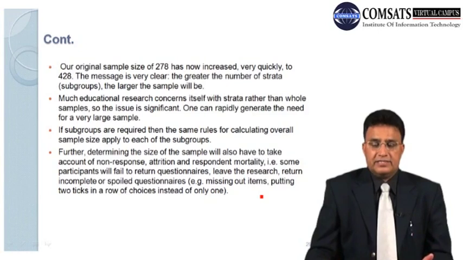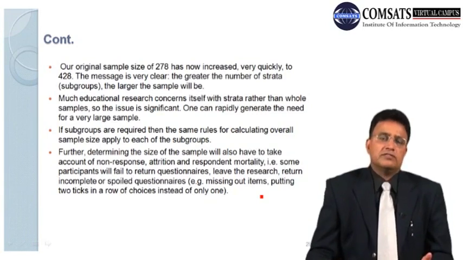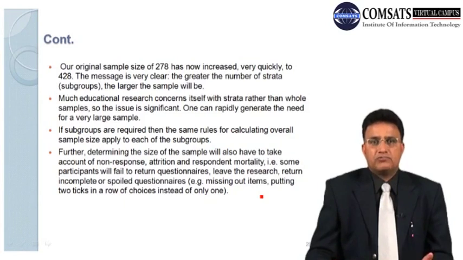And in this case, it has increased very quickly to 428. The message is very clear. The greater the number of strata or subgroups, the larger the sample will be. In the previous example, there was a homogeneous group. In this case, there are substrata, or subgroups. So much educational research concerns itself with strata rather than whole samples. So the issue is significant. One can rapidly generate the need for a very large sample. If subgroups are required, then the sample rules for calculating overall sample size apply to each of the subgroups.